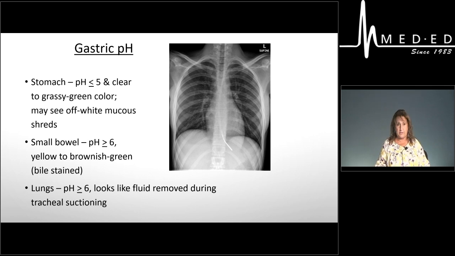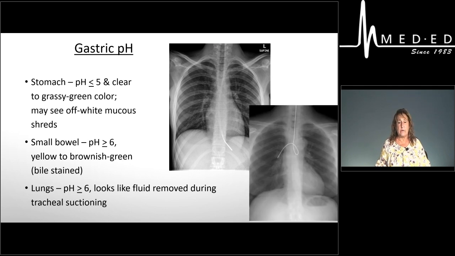This x-ray here shows good placement in the gastric area, and then this x-ray here, y'all can see the difference. It's gone into the right main stem bronchus. So if I were to tube feed a patient with that second x-ray that I just put up there, it's not going into the stomach.